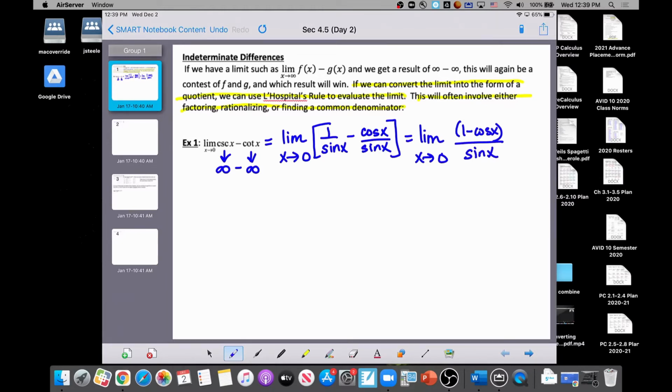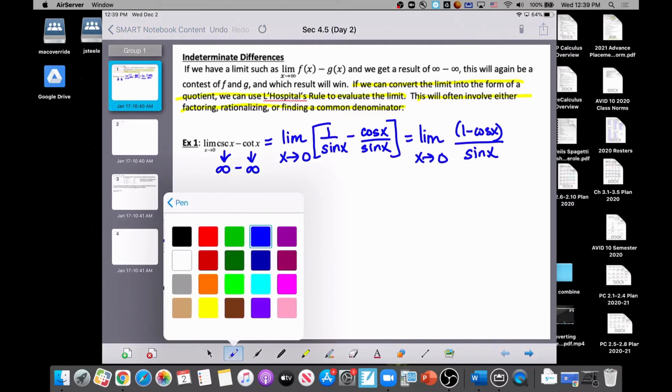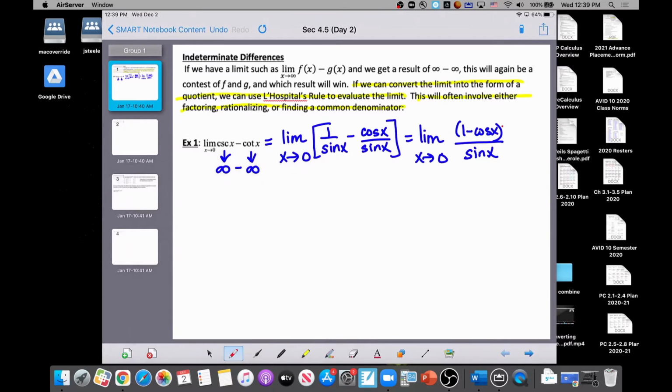Now that I have a quotient, let's check and see if I have an indeterminate form. In my numerator, if I plug in 0, cosine of 0 is 1, and then 1 minus 1 is 0. So my numerator does go to 0. And in my denominator, sine of 0 is 0, so my denominator goes to 0. So I do indeed have a 0 over 0 indeterminate form.